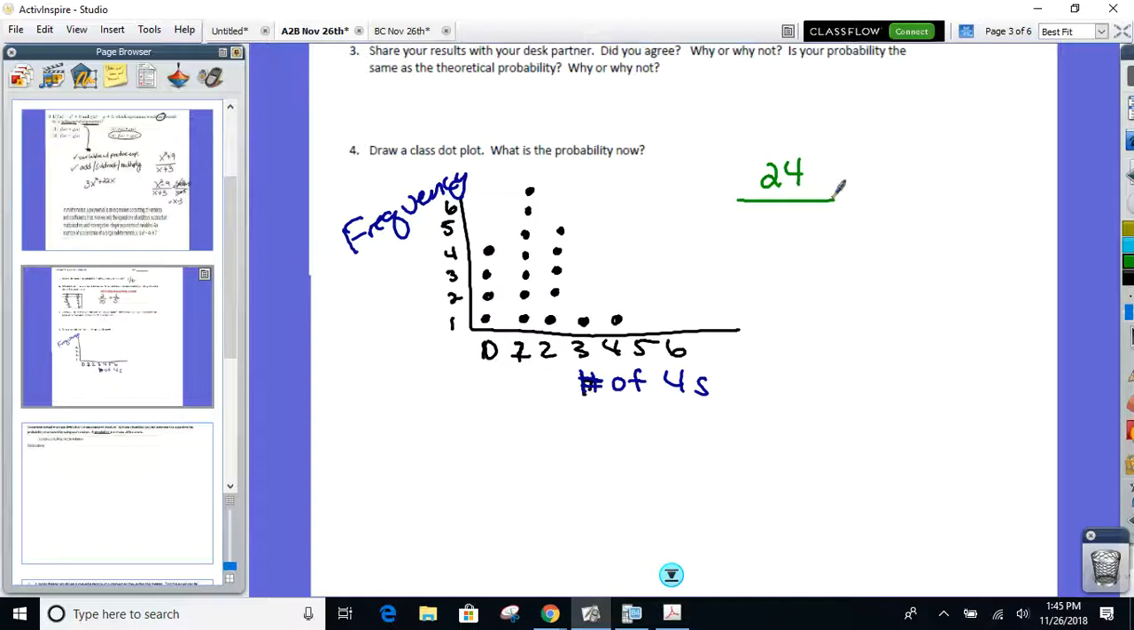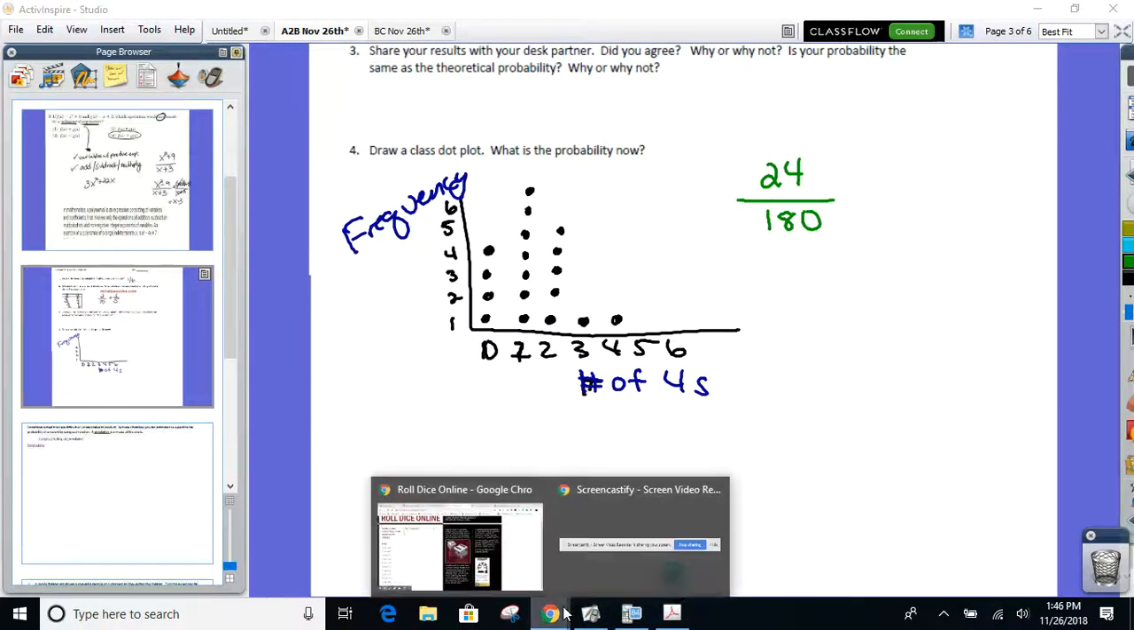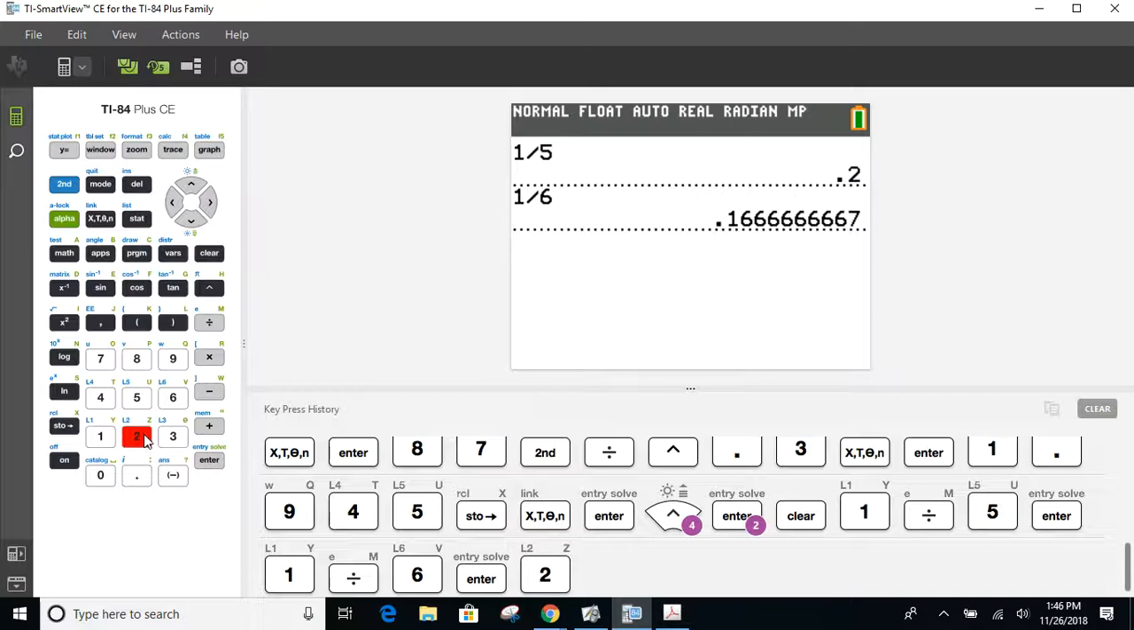10. How many of us are there? 1, 2, 3, 4, 5, 6, 7, 8, 9, 10, 11, 12, 13, 14, 18. So that's 180 rolls. Everyone see where the 180 is coming from? 18 of us. All right, ready? Let's check it. 24 out of 180.